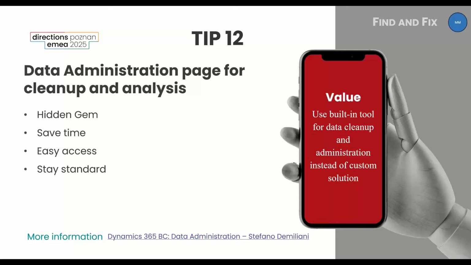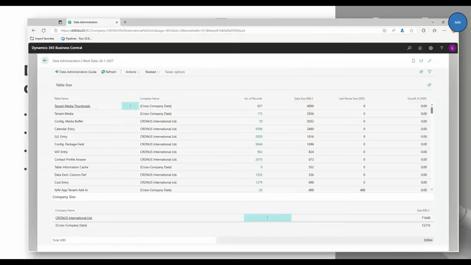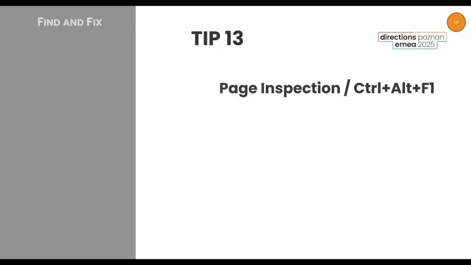So basically the best tip for me here is that you should use built-in tools, not only for data cleanup and administration, but for everything in BC where there is a way, instead of building a custom solution where it is not needed. So this is actually how this page looks. And inside the actions, there are multiple actions that you can utilize, but one of them is to get rid of the orphan media.